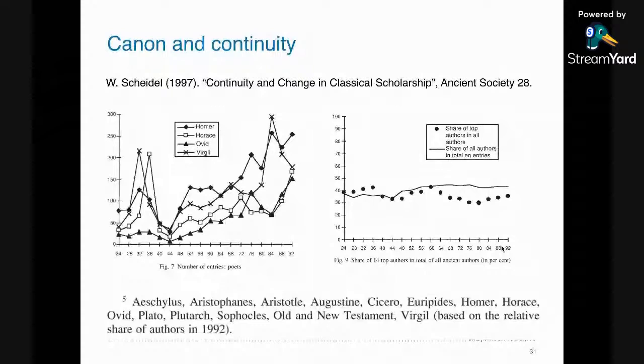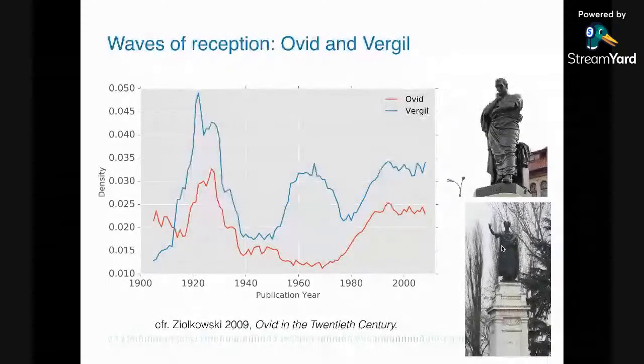And the second interesting thing was trying to compare the citation data from JSTOR with some work in the reception. Notably, there was this article by Tsiolkovsky, Ovid in the 20th Century, where he's looking at the reception of Ovid and Virgil in fiction, so not in scholarly literature, and he identifies some waves.